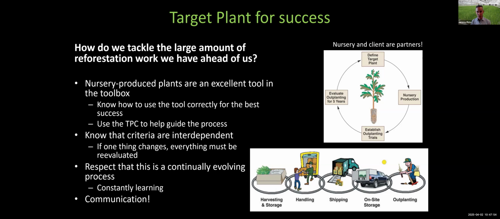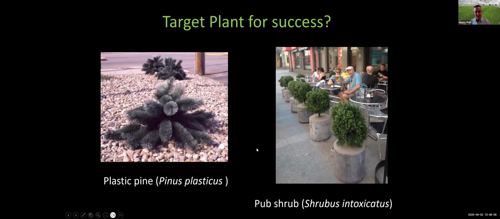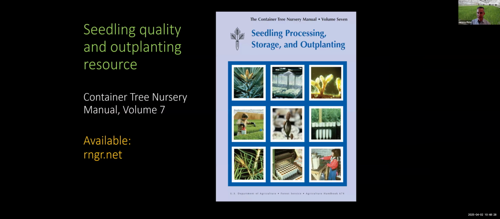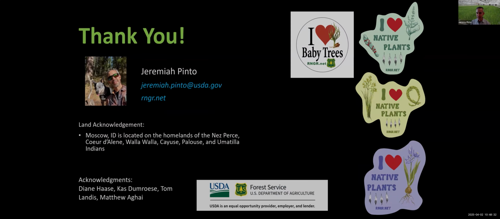So work together, communicate, constantly learn, and hopefully we don't have to resort to this as our target plants: these plastic pines in this really harsh environment, or these shrubs growing in front of these pubs, and these plastic shrubs in concrete containers. We don't want to resort to that as our target plant. This is a manual that is a great resource for everything that I just breezed through super, super fast. That's me. Thanks.